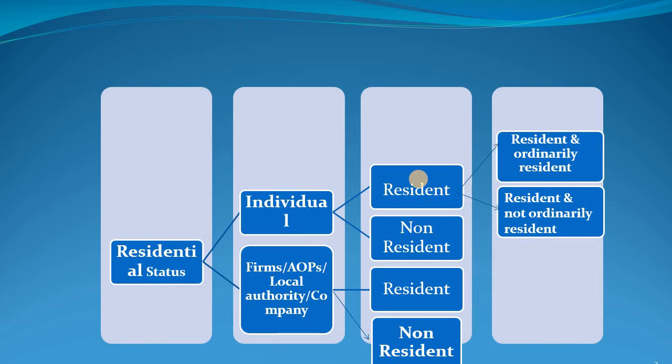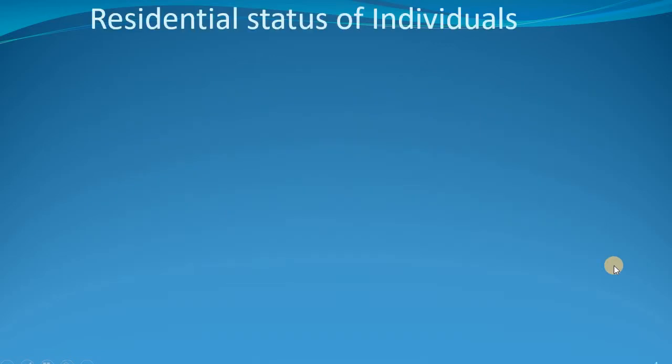So it is based on different conditions. In order to become a resident, you have certain conditions. In that itself, if you fulfill some additional conditions, then you become an ordinary resident. If you don't fulfill them, then you become a not ordinary resident. But for companies and AOPs, it is a different classification, in the sense resident or non-resident. If the control and management is situated in India, then it is resident. If not, then it is a non-resident. That is for companies and firms.